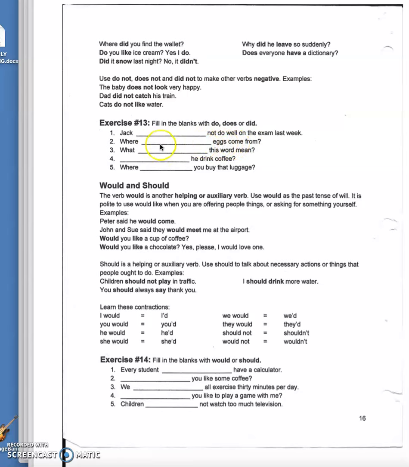Okay, because eggs is plural, we say where do eggs come from? What does this word mean? Asking the question, what does this word mean?